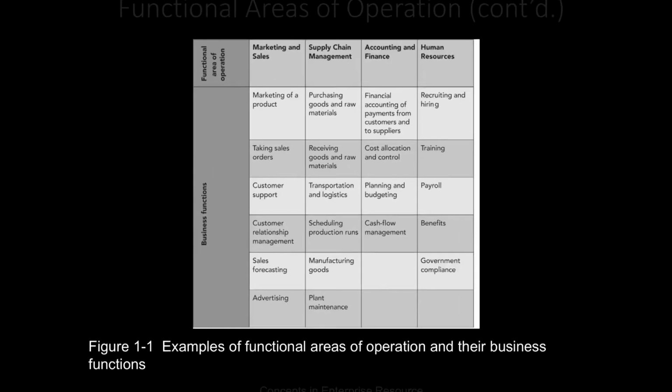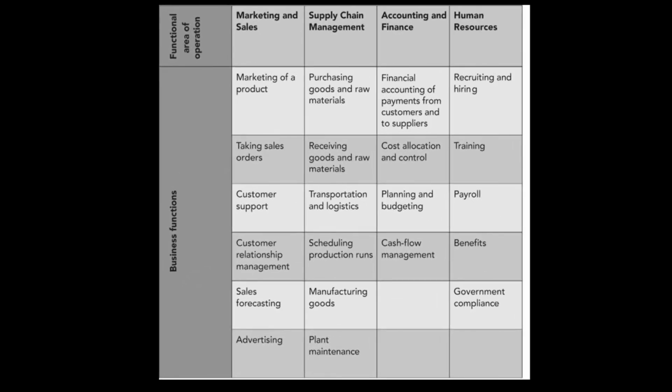Let's have a look at examples. I'm going to discuss the first example for the four. For marketing and sales, we have the marketing of a product. This is a business function for marketing and sales. In order for a product to be known, they have to market it. Next, for supply chain management, we have the purchasing of goods and raw materials. Supply management buys raw materials in order for the production to move on. For accounting and finance, they have the financial accounting of payments. So when the supply chain management purchases the goods, the accounting and finance pay for it.